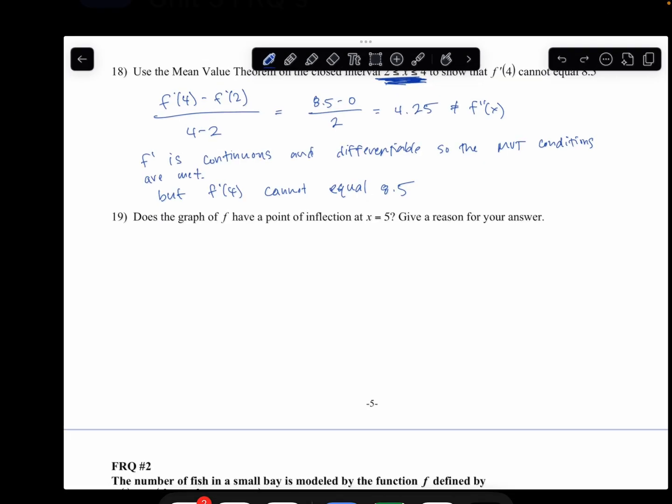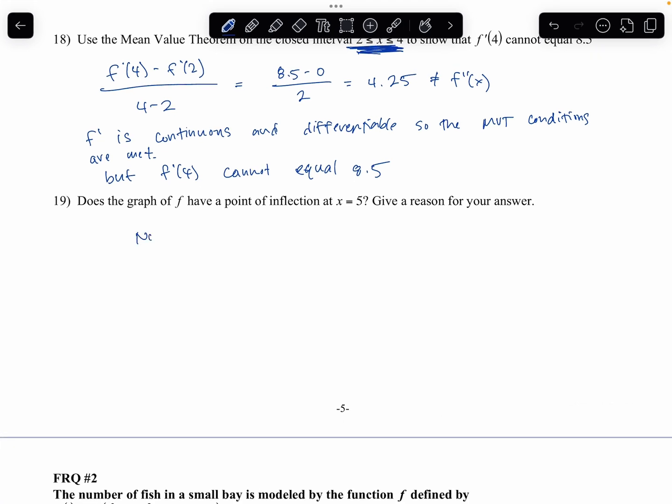So no, because f double prime does not change signs at x equals 5. Cool. I think that's all we gotta do for that right there. We're gonna call it good.